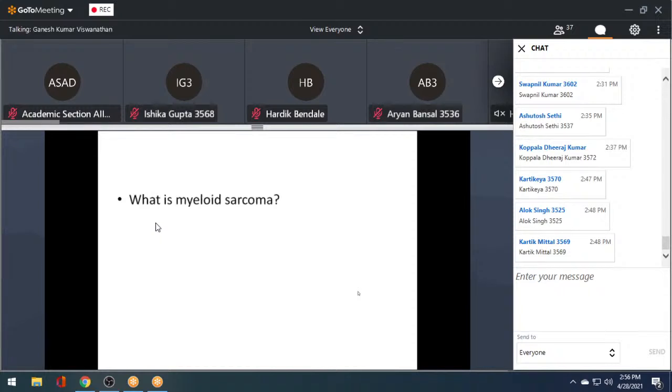So, Loitas, what is a myeloid sarcoma? Can you tell us what is myeloid sarcoma? What do you understand by the term myeloid sarcoma?